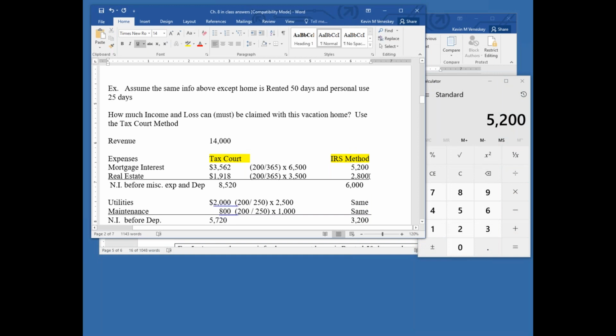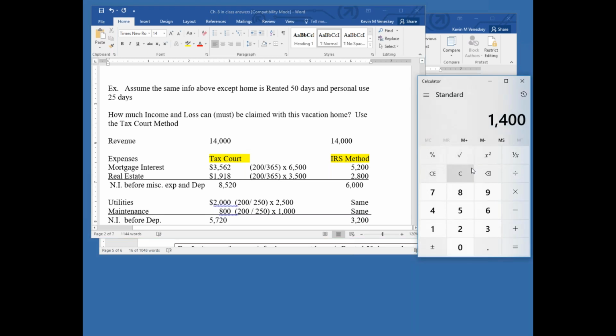And then subtracting out our real estate taxes at 80%. So if I take 14,000 minus the 5,200 minus the 2,800, as you can see, I'm left with net income of still a positive 6,000. For the utilities, I can take 80% of 2,500. So that would be the 2,000, same as the tax court, no changes here.